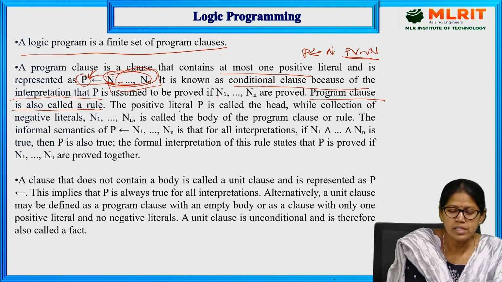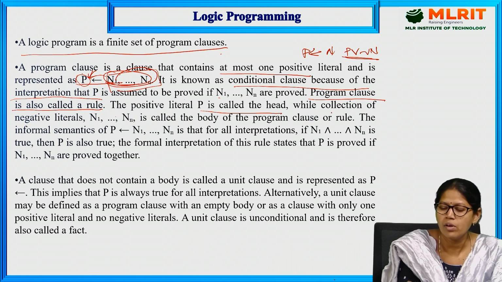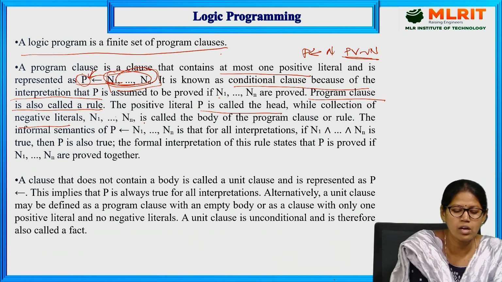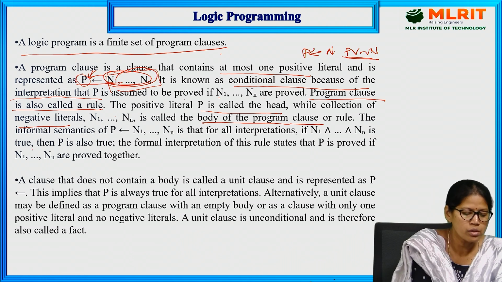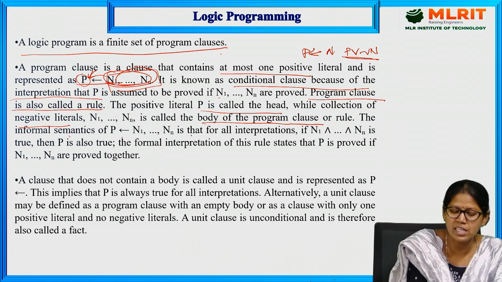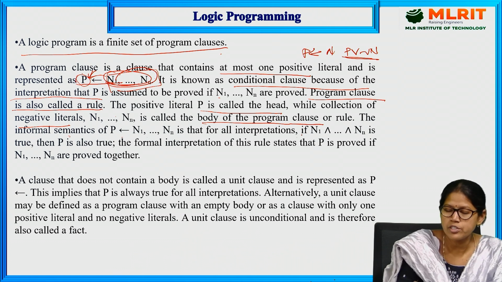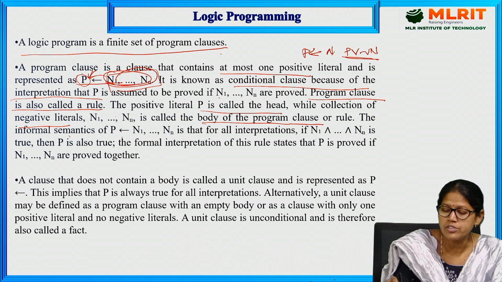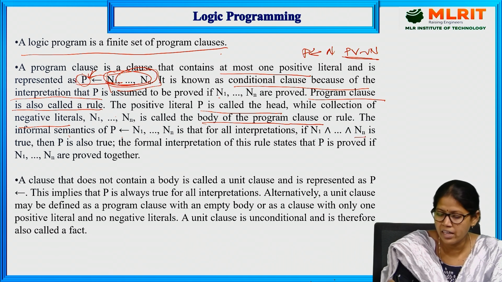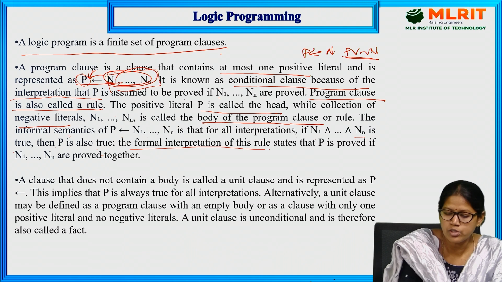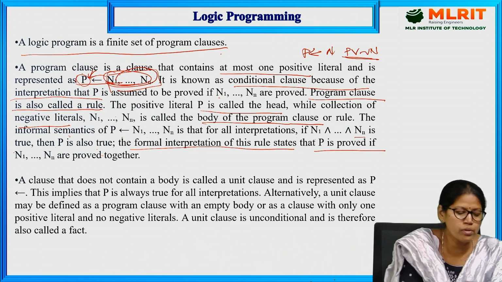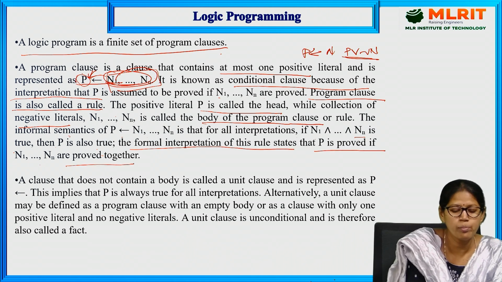The positive literal P is called the head, while the collection of negative literals is called the body of the program clause or rule. The informal semantics of P implied by N1 to Nn, which we have already discussed, is that for all interpretations, if N1 conjunction N2 conjunction and so on Nn is true, then P is also true. The formal interpretation of this rule states that P is proved if N1 to Nn are proved together.